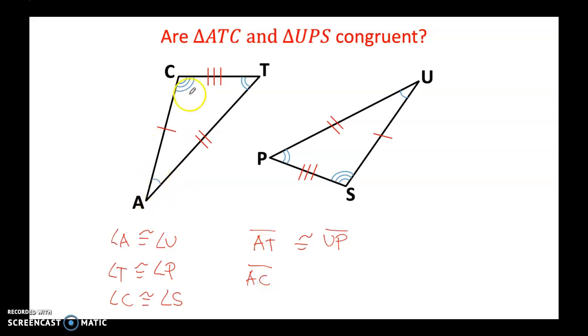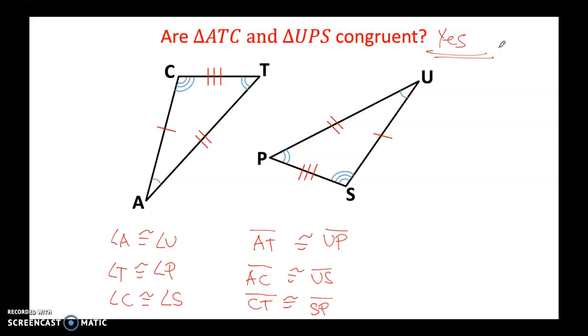AC, with one tick marking, should be congruent to segment US because they have the same one tick marking. Last one, we have segment CT with three markings is congruent to segment SP. Since the three corresponding angles are congruent and the three corresponding sides are congruent for both triangles, therefore they are congruent.